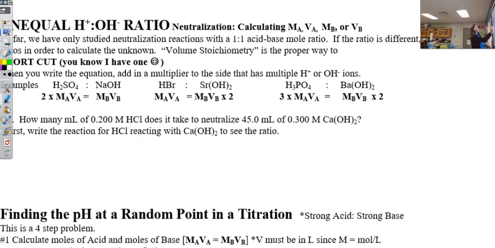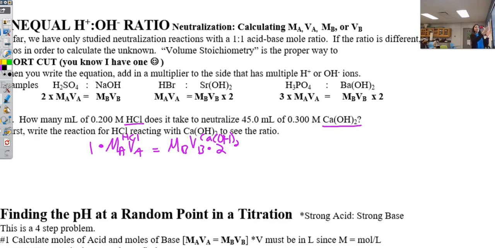So in this case, I have HCl reacting with calcium hydroxide, okay? What I said to do was set up your MAVA equals MBVB. But in this one, my acid is HCl, and my base is Ca(OH)2. Does anybody remember what we do? How many H's are on this side? 1. So this side is times 1. How many hydroxides are on this side? 2. So guess what we do? Times 2. And then you work out your algebra as usual.